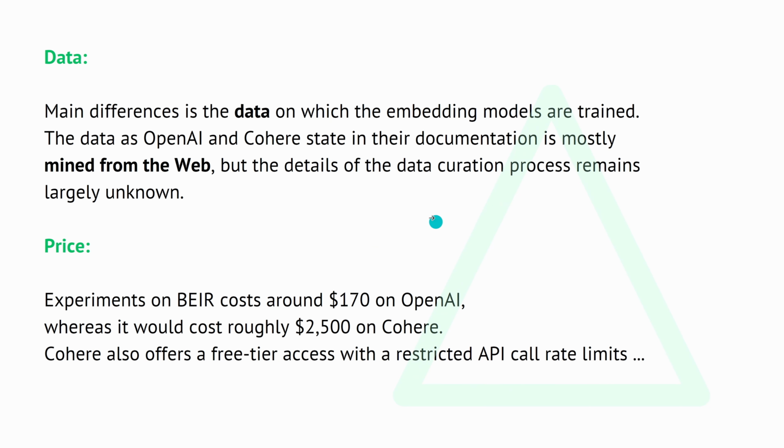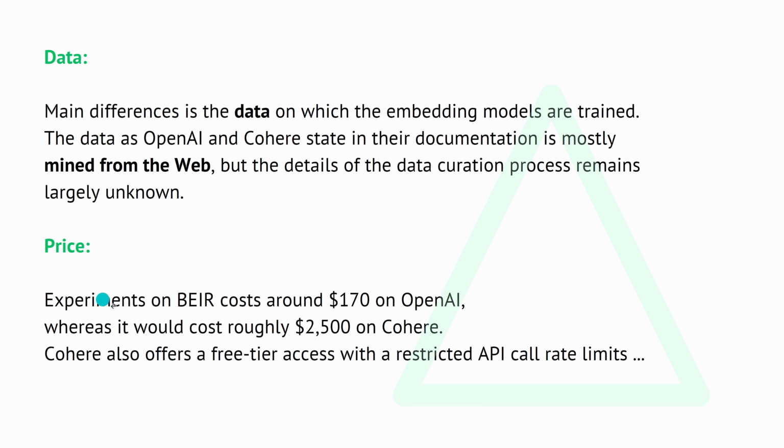And of course, the main difference here is the data on which they have been trained. OpenAI and Cohere state in the documentation that it is mostly mined from the web, but the details of the data curation process remain largely unknown. And of course, price. Why not talk about price? The experiments on the first focus, our domain-specific task, cost about $170 if you buy the embeddings from OpenAI. If you go to Cohere and buy those, they have a different pricing scheme.